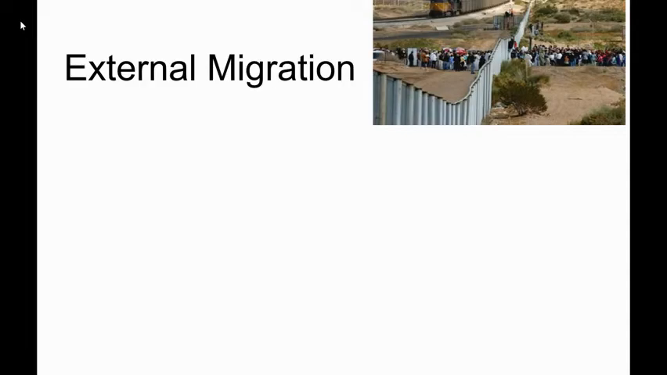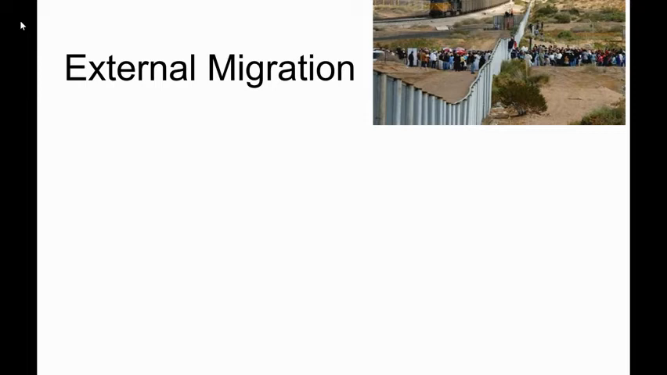Okay, external migration. External migration has a couple of names, and there you can see the wall that we've built between Mexico and the United States. Looks like it's working very effectively. I'm sure it'll stop all migration.